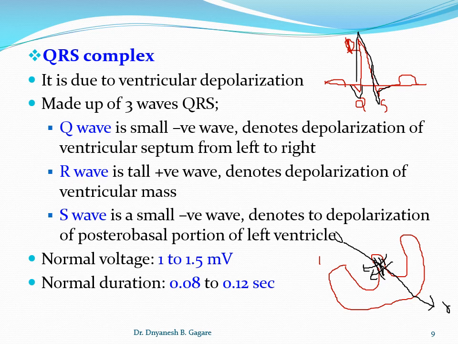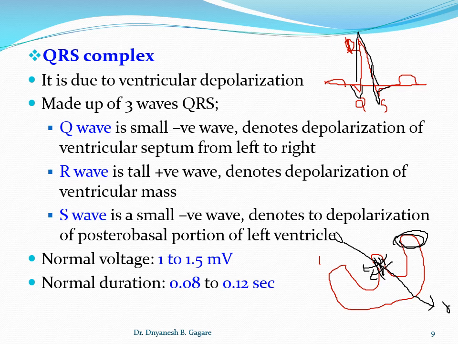Try to understand, it is negative because it represents the depolarization of the posterior basal portion of the left ventricle. In our previous class we discussed that the last part of the ventricle to get depolarized is the posterior basal part. Where is it? Look here, this is the posterior basal part of the ventricle.